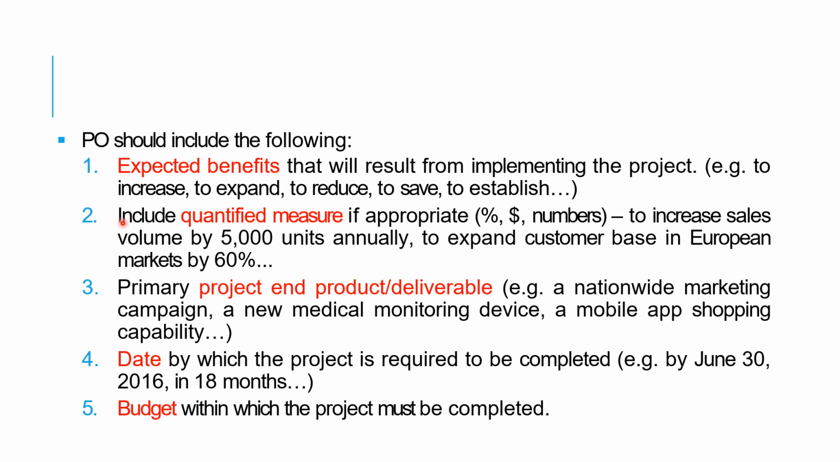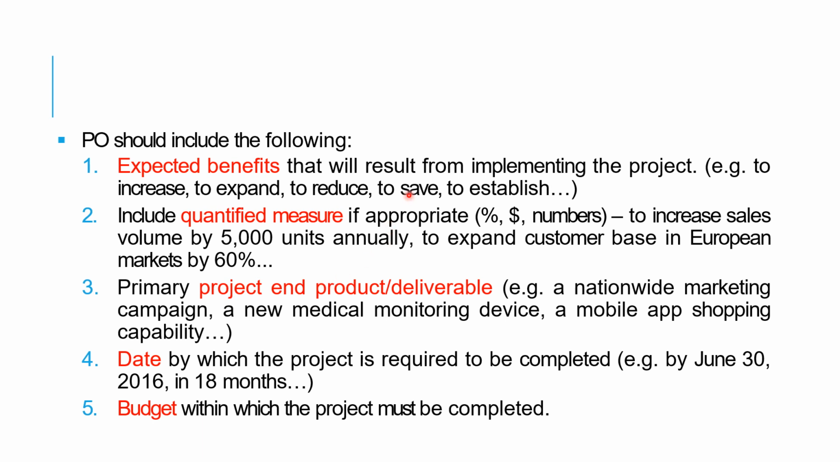Okay, your project objectives should include the following: expected benefit, what the result is, like we saw previously. In the project objective, you need to describe in detail what the outcome of the project is. Secondly, quantify the measure if appropriate, for example, to increase sales volume by 5%. Then you need to include the quantified measurement, in terms of numbers, dollars and cents.